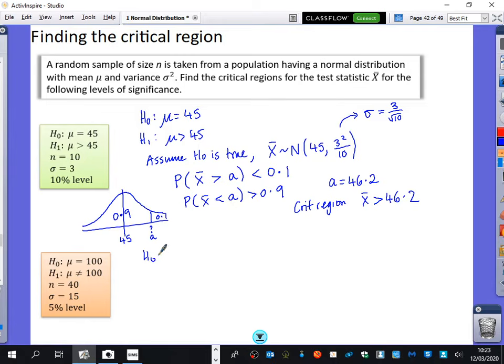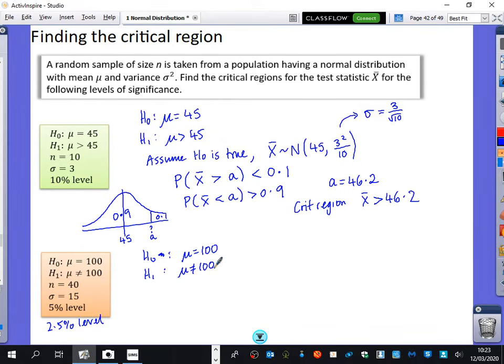The null hypothesis is that the mean is 100. The alternative hypothesis is that the mean is not 100. As soon as you see "not 100", it's two-tailed. If it's two-tailed and we're doing critical regions, we need two critical regions, okay? And it's also going to be a 2.5% level because it's two-tailed.